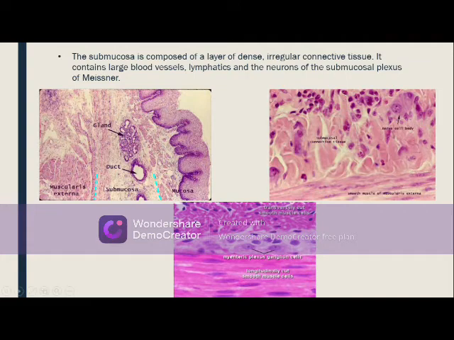Here you can see the submucosal layer between the mucosa and the muscularis externa, and it contains your ducts and glands, and your myenteric plexus or ganglion cells between the smooth muscles. And here you can see the submucosal connective tissue and nerve cell body of the submucosal plexus of Meissner.